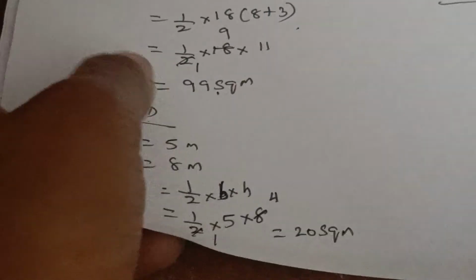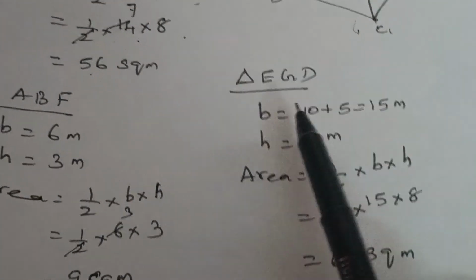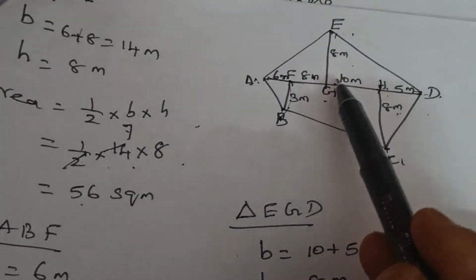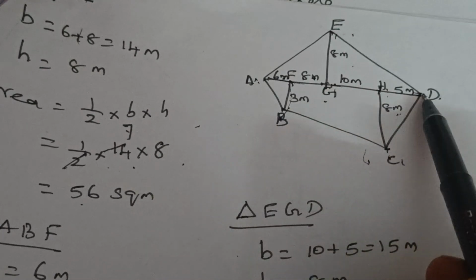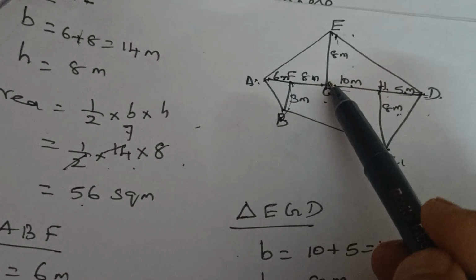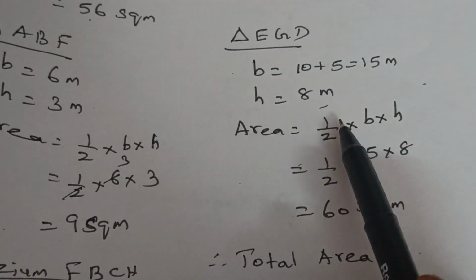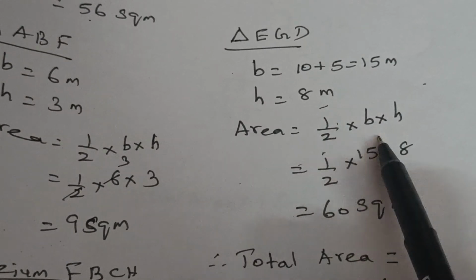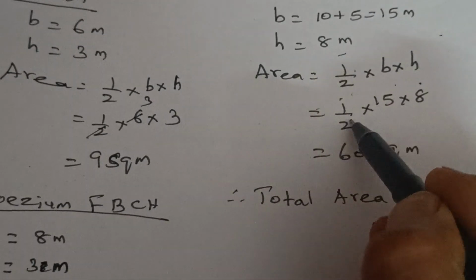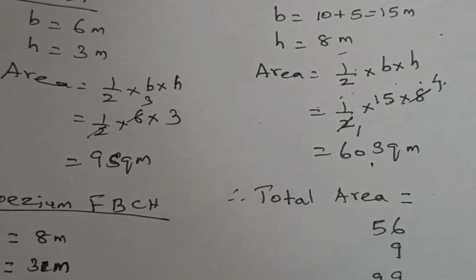Got it? Now we'll move on to the next triangle. This one, EGD. Triangle EGD. What is the base? From here to here, from G to D, is the base. So the base is 10 plus 5, 15 and the height is 8. Area is, you have a triangle once again, 1 by 2 into base into height. Base is 15. Height is 8. And you cancel. 2 ones are 2. 2 4s are 8. 15 4s are 60 square meters.